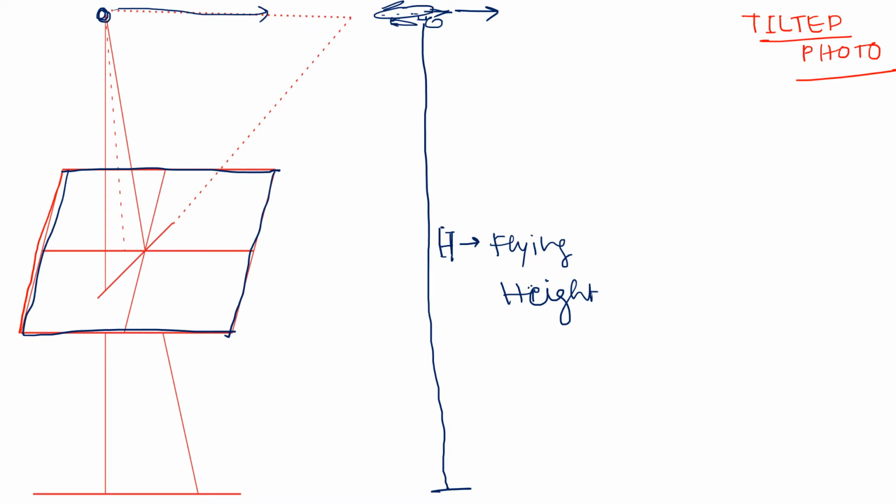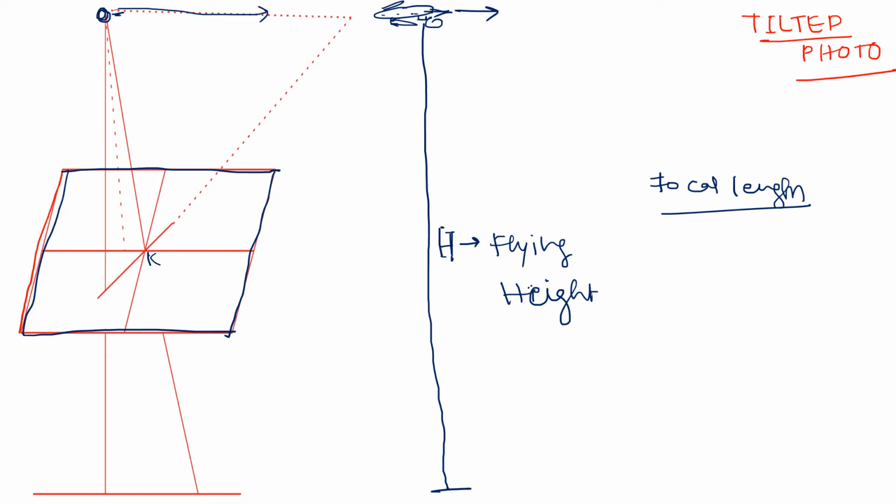Then there is another important point called focal length. The focal length is a distance which is measured in centimeters. Every lens has its own focal length. That is the distance between the point O and the point K. The point K is called the principal point.